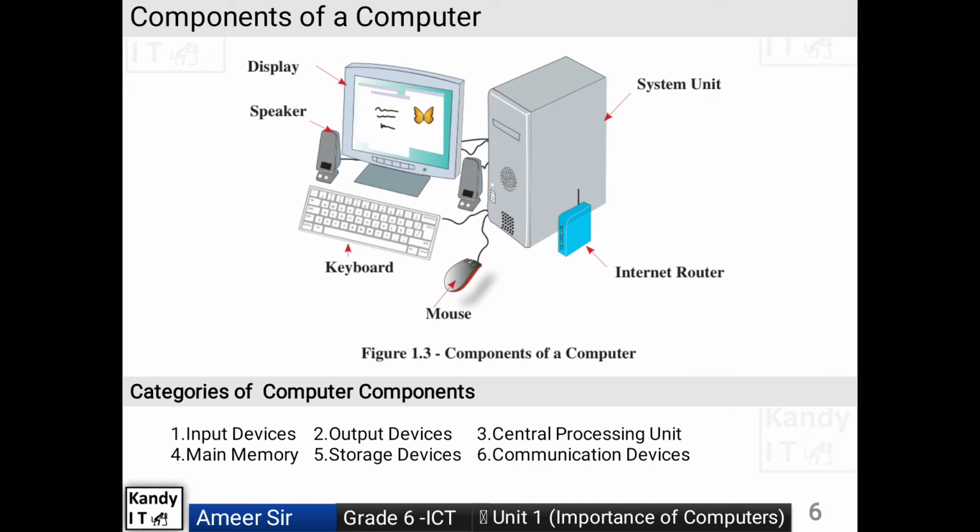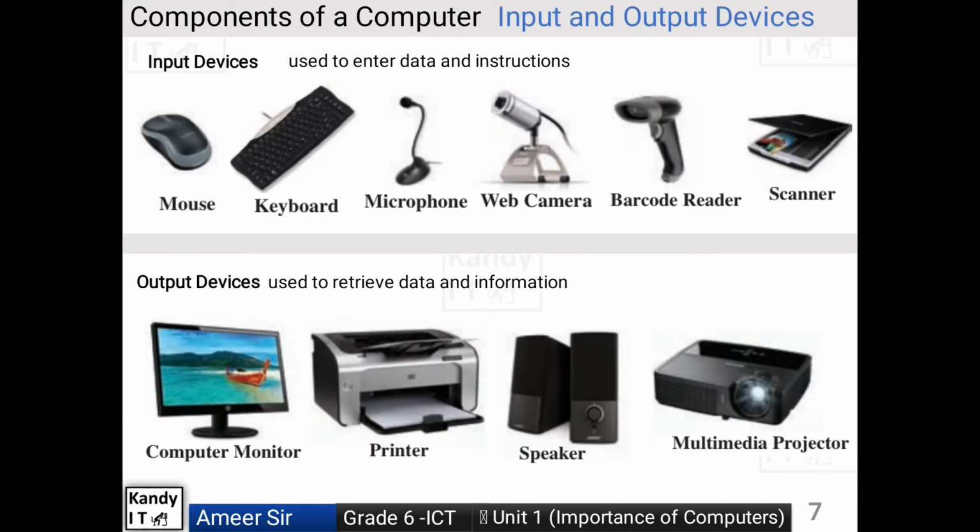Components of a computer you can see in this image are the system unit, the internet router, mouse, keyboard, speakers, and the display. The categories of computer components you can divide into input, output, CPU, main memory, which is also called RAM, storage devices, and communication devices. Input devices are mouse, keyboard, microphone, webcam, barcode reader, and scanner. The output devices are computer monitor, printer, speaker, and multimedia projector.